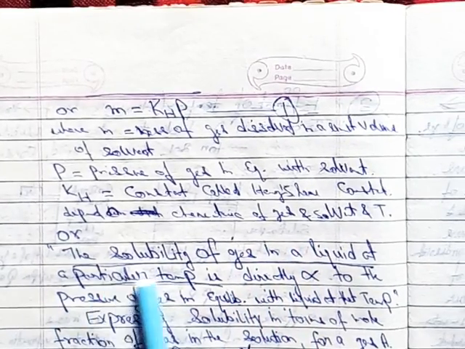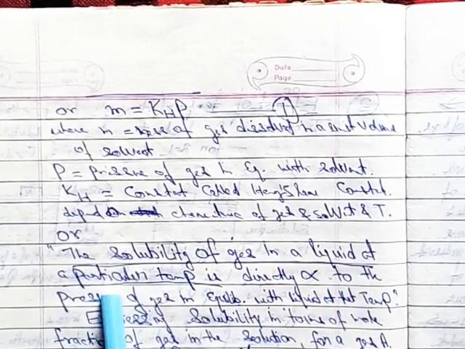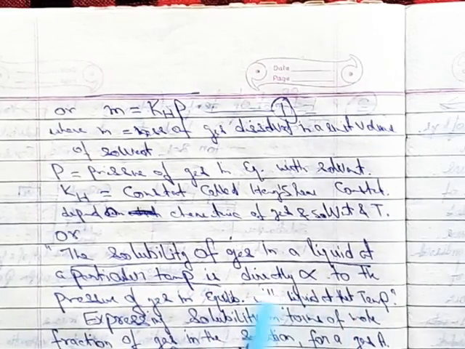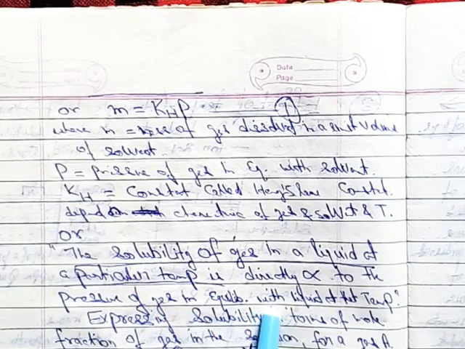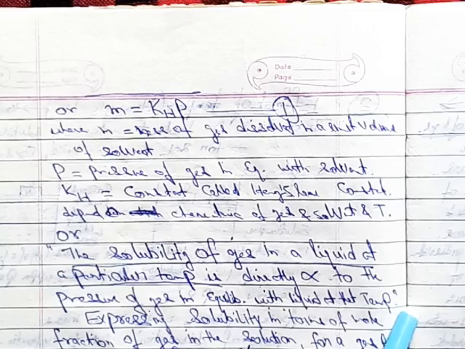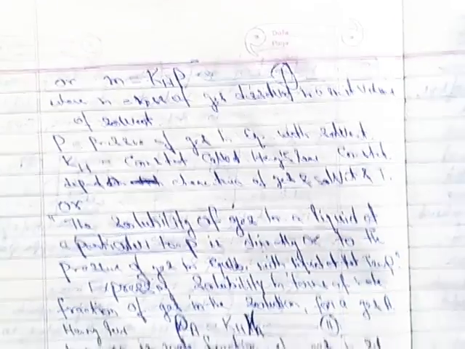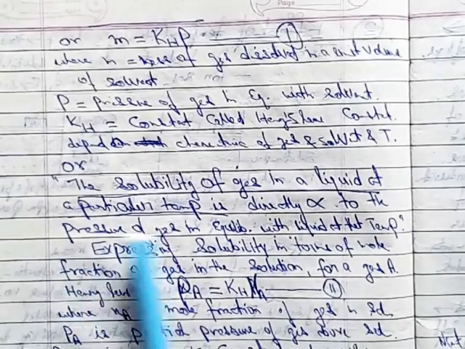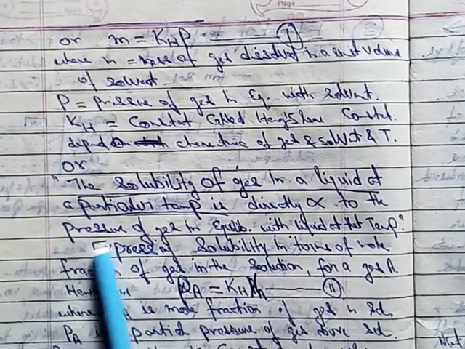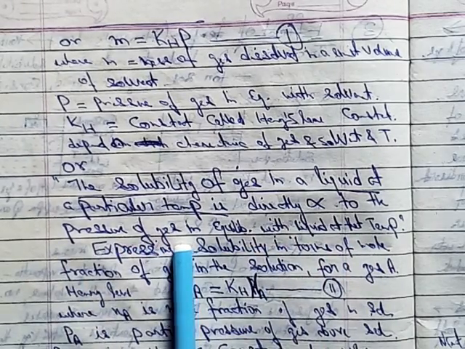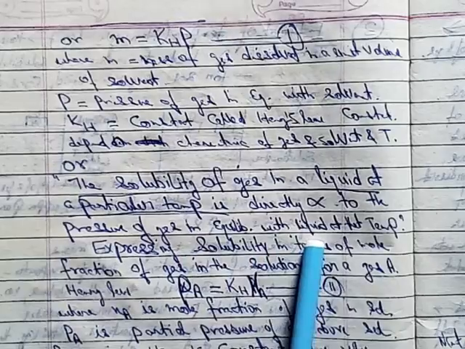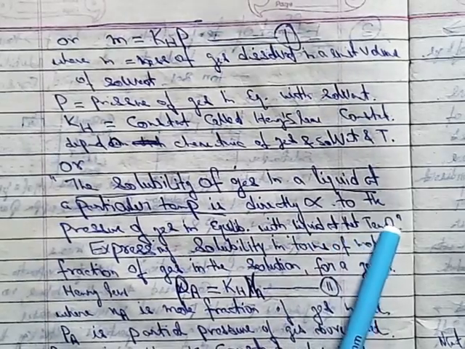Further, it is said that the solubility of a gas in a liquid at a particular temperature is directly proportional to the pressure of the gas in equilibrium with the liquid at that temperature. So how much pressure is being applied in equilibrium with the liquid at that temperature determines the solubility.